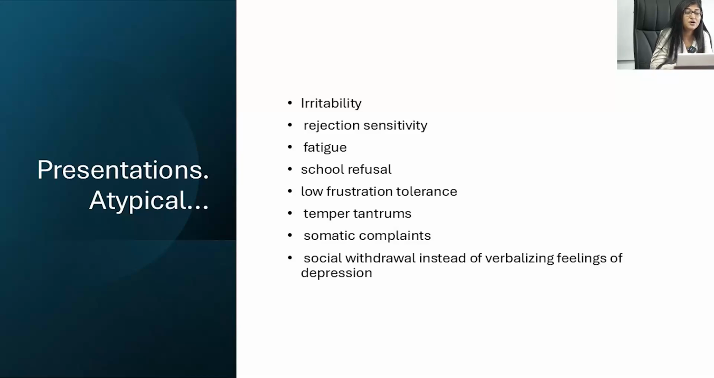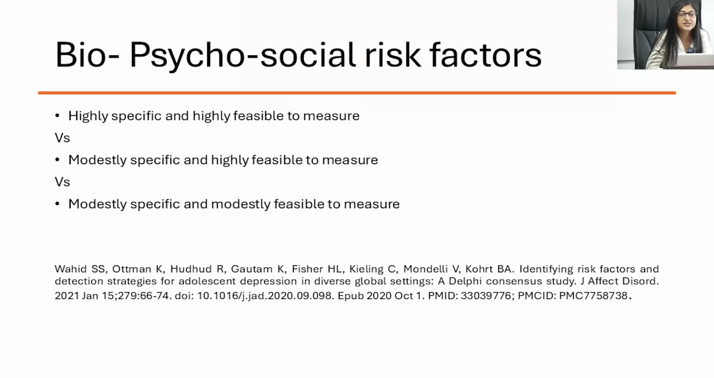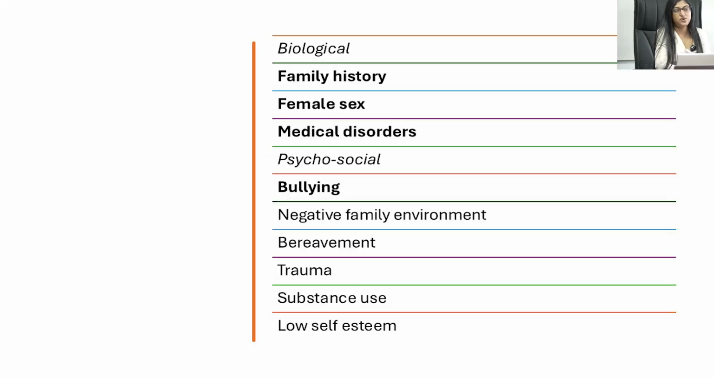When we talk about the risk factors for depression, there is a recent Delphi study which has highlighted what we can look for when we take a history. There are highly specific and highly feasible to measure risk factors versus modestly specific and modestly feasible to measure. So let's go through these risk factors and see which are actually common. Biologically, if there's a family history, like in our third case, where there was a very strong history of mood disorder, that's a clue.